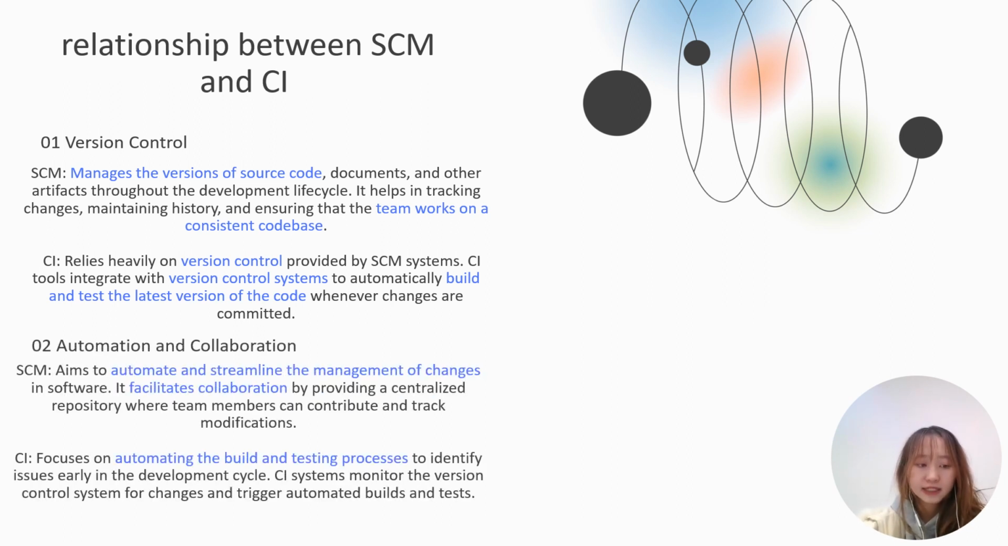And the second aspect is automation and collaboration. SCM aims to automate and streamline the management of changes in software. It facilitates collaboration by providing a centralized repository where team members can contribute and track modifications. And CI focuses on automating the build and testing process to identify issues early in the development cycle. CI systems monitor the version control system for changes and trigger automated builds and tests.